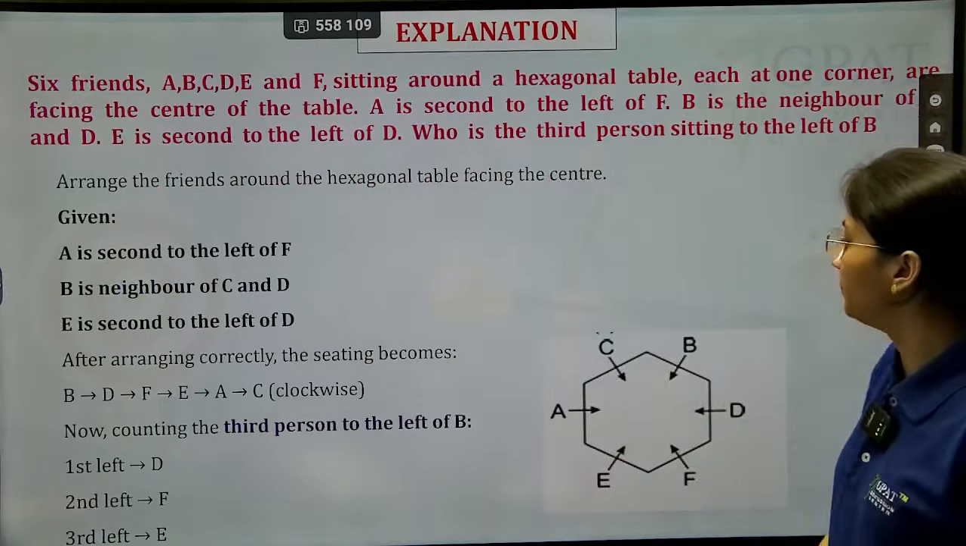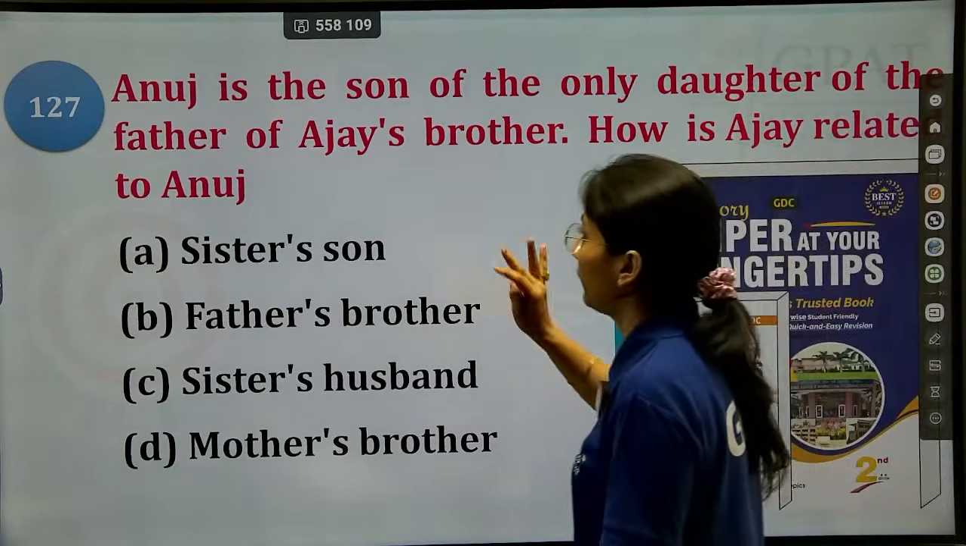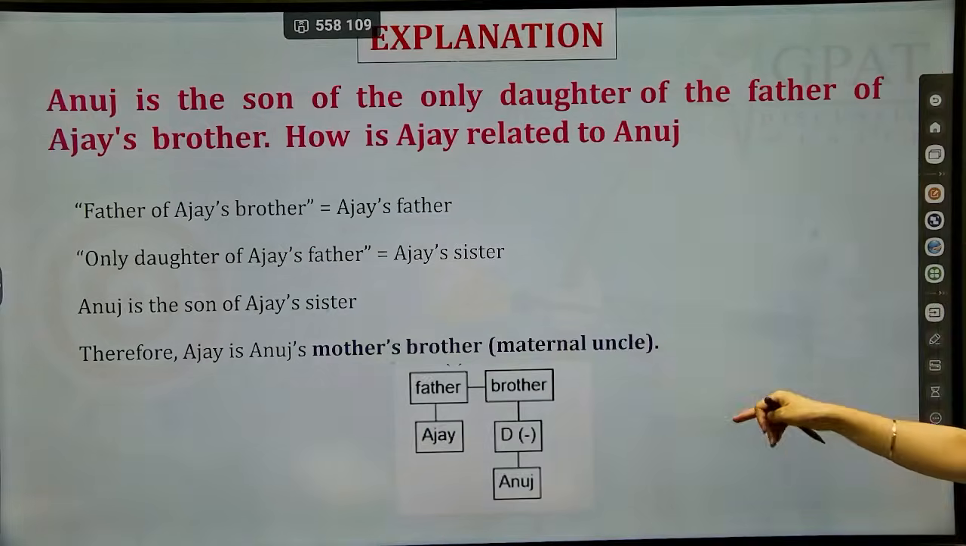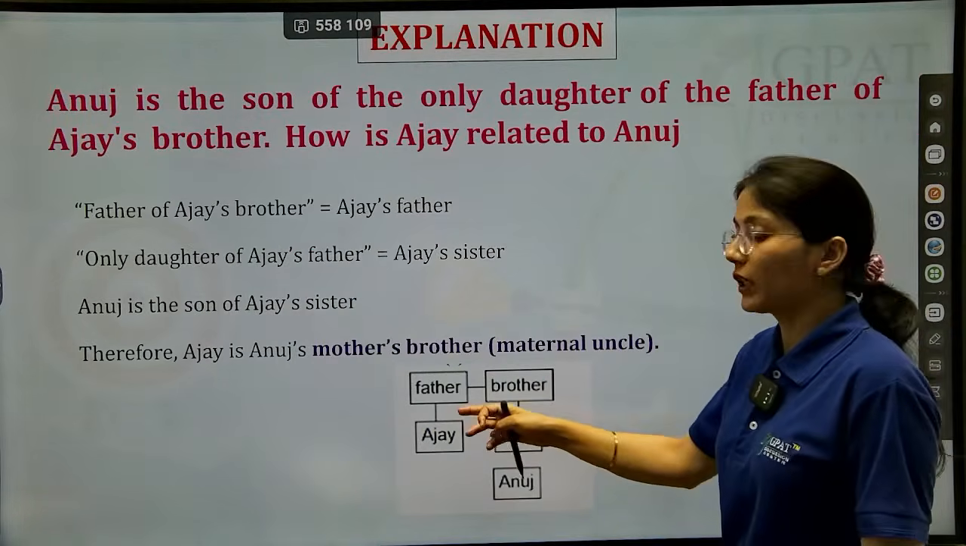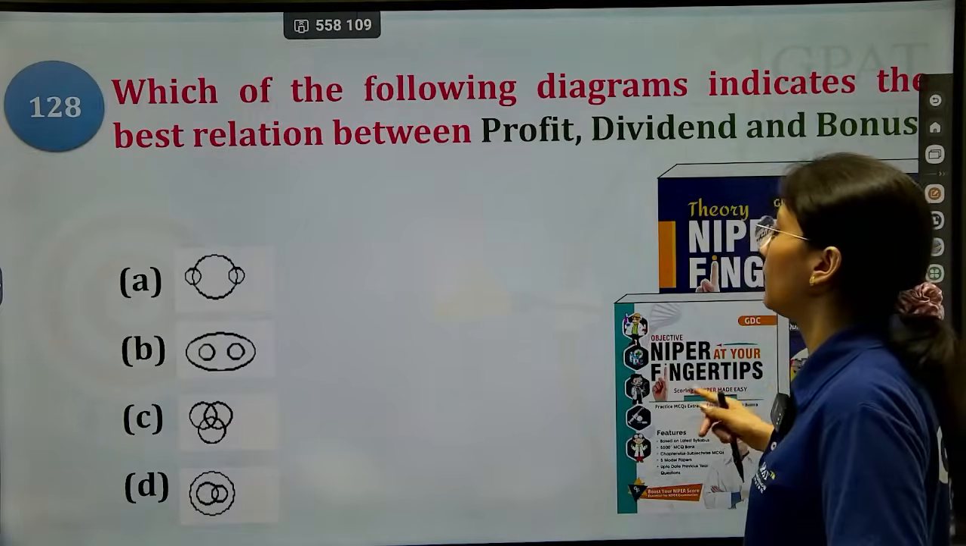Now, Anuj is the son of the only daughter of the father of Ajay's brother. How is Ajay related to Anuj? So here is the tree: father, brother, Ajay and Anuj. So how is he related? That is mother's brother, maternal uncle.